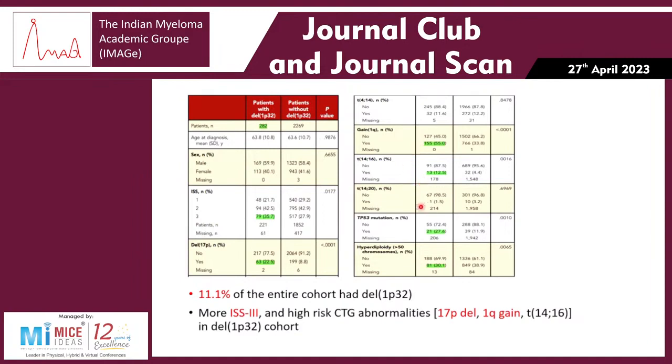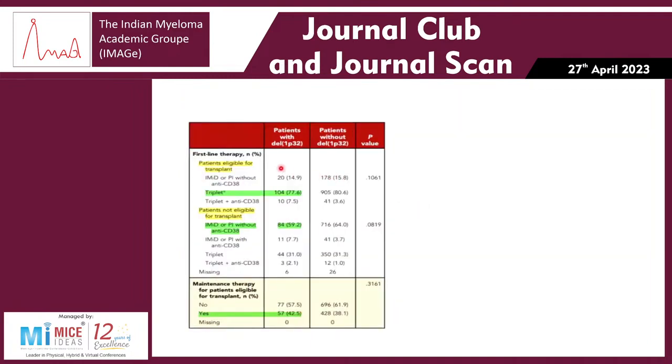76% of patients did not have available data for 1416 and 1420. Therefore, the data for this was not available in the majority of patients. When we look at patients who underwent a transplant, which is 134 patients, 50% of the whole cohort, the majority of them received a triplet, that is a PI plus IMiD plus steroid backbone.